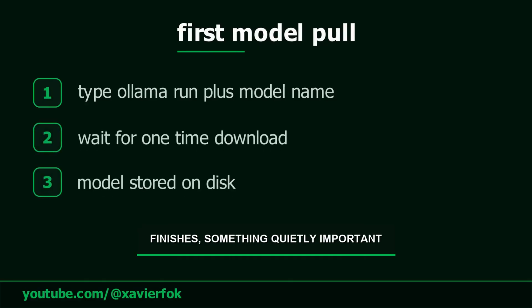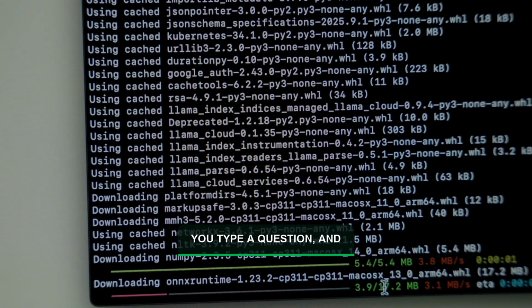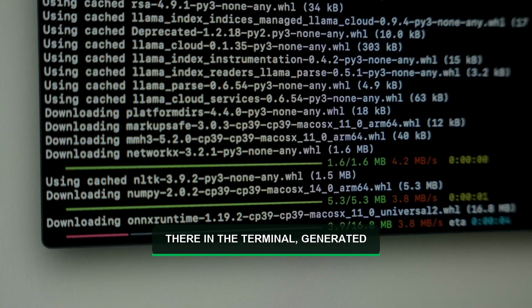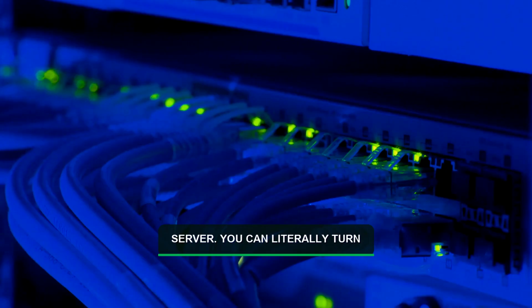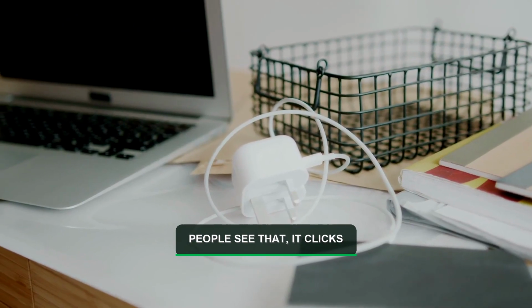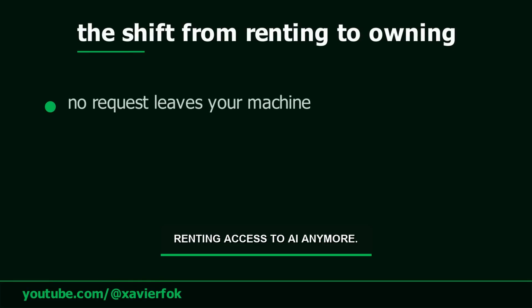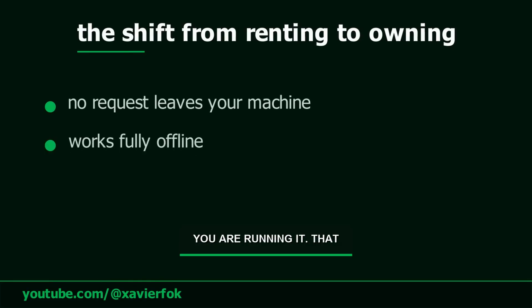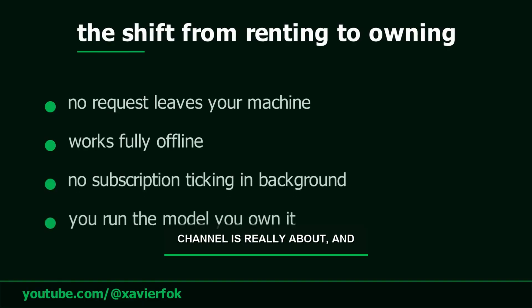Once the download finishes, something quietly important happens. You get a prompt, you type a question, and the model answers you right there in the terminal, generated entirely on your own hardware. No request went to anyone's server. You can literally turn off your internet and it keeps working. The first time people see that, it clicks in a way that no explanation does. You are not renting access to AI anymore, you are running it. That shift from renting to owning is the thing this whole channel is really about, and it starts with this one command.